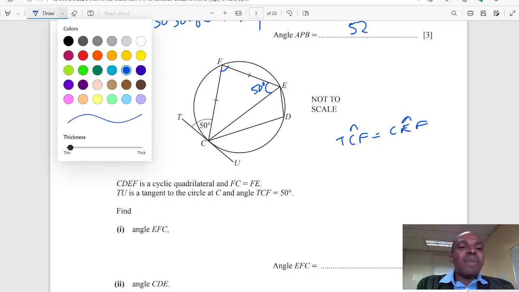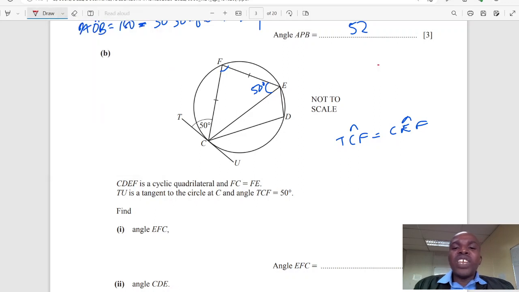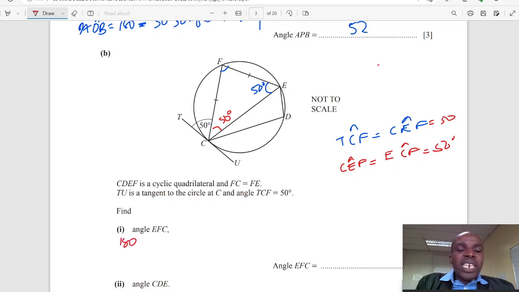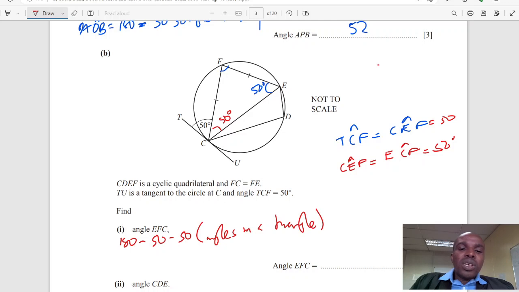Then since these angles are marked, the lines are marked, it means base angles of an isosceles triangle, which means CEF, which is 50 degrees here, is equal to angle ECF, which is equal to 50 degrees. So this angle is 50 degrees. Then to find now the angle EFC, the required one, you say 180 minus 50 minus 50. Why? You can say angles in a triangle. So 180 minus 50 is minus 100. So it's supposed to be 80 degrees. So this angle is 80 degrees.